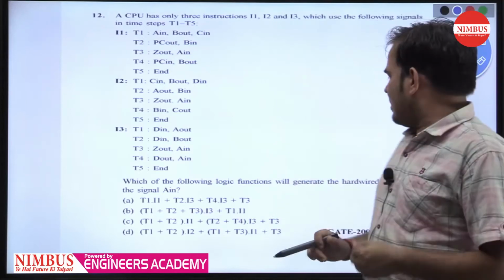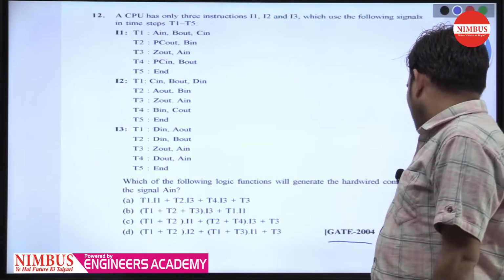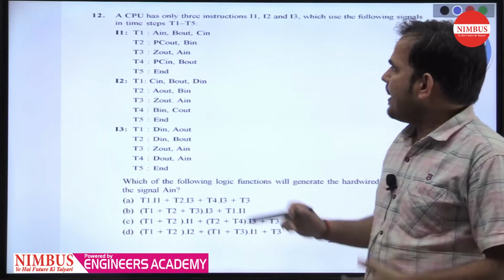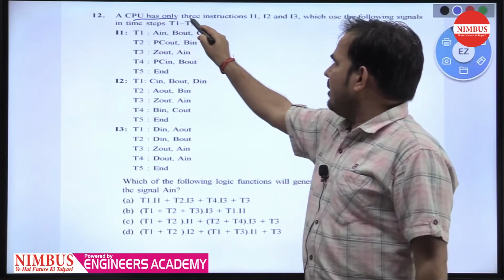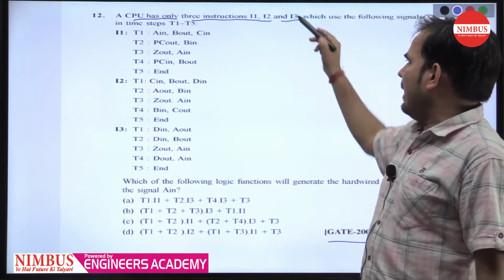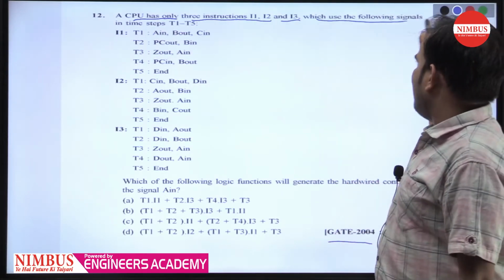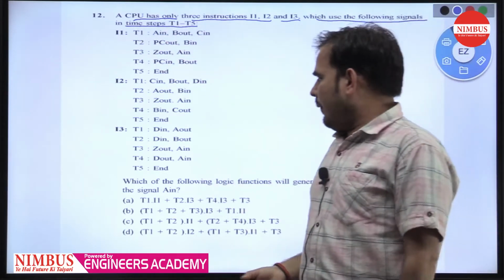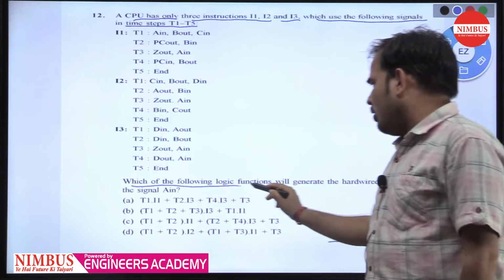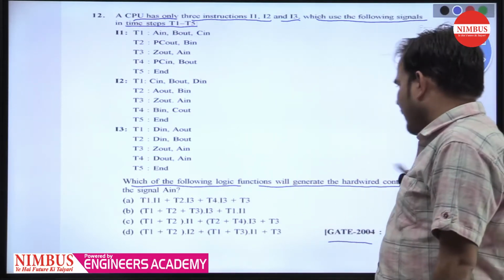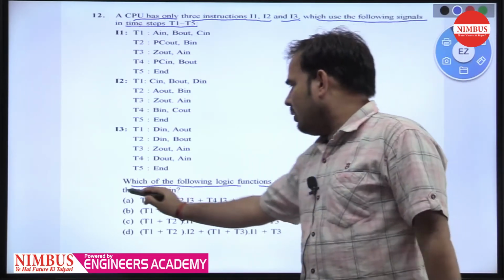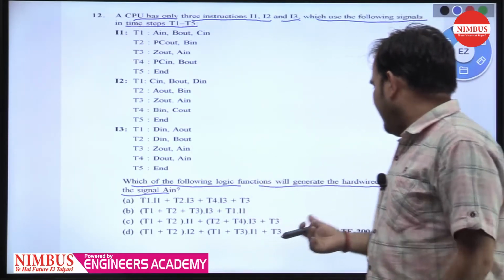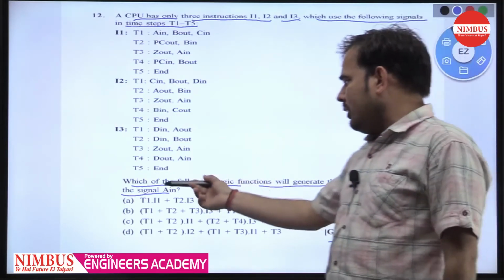Students, this question was asked in GATE 2004 for 2 marks. Let's see what it is saying and what it is asking from you. A CPU has only 3 instructions, I1, I2 and I3, which use the following signals in time steps T1 to T5. Which of the following logic functions will generate the hardwired control for the signal A in? We need to generate the hardwired control for the signal A in.